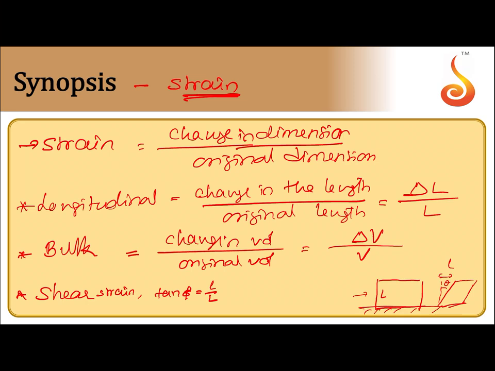If theta, or say phi, is small, I will take it as theta. Then we can write for small theta, theta is equal to x divided by L. That is the case of shear strain. So shear strain is given by the ratio of displacement of the upper face divided by the distance between the two faces, one fixed face and the top face on which the force is applied.